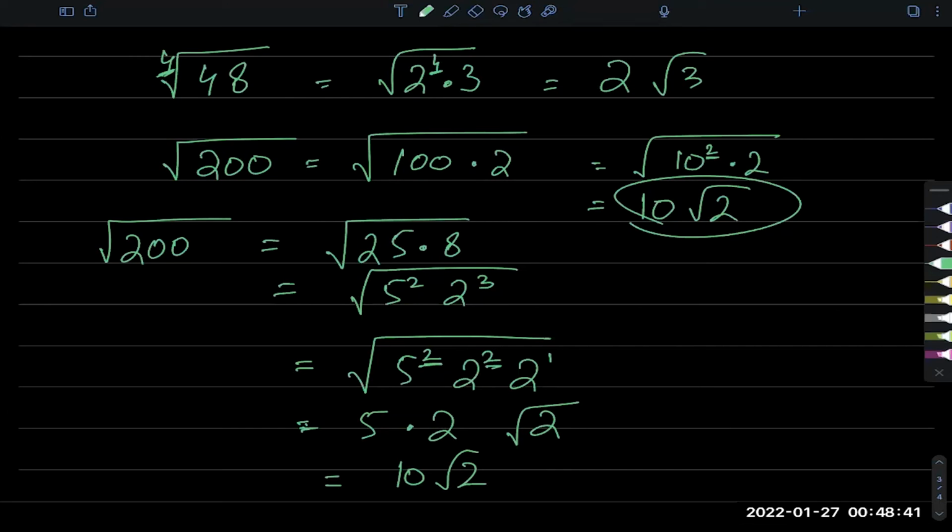Okay. So that's how you do surds. Any questions on this? All right. I didn't get these that well, especially this last one.